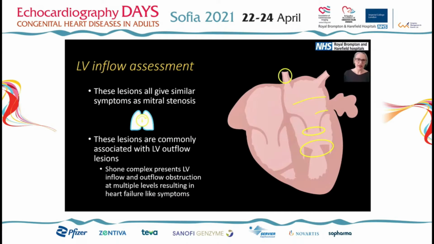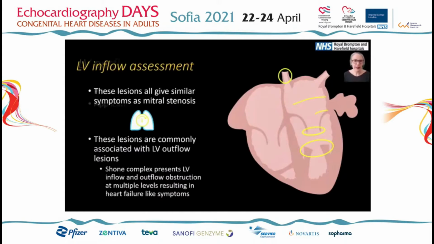So for LV inflow assessment, these lesions all give similar symptoms to mitral stenosis, so pulmonary venous congestion, backup of fluid or pressure in the lungs. They're commonly associated with LV outflow lesions. Shone complex is one of the conditions we need to be aware of, and that will present with LV inflow and outflow obstruction. So we're getting obstruction at multiple levels, and that results in these heart failure-like symptoms.